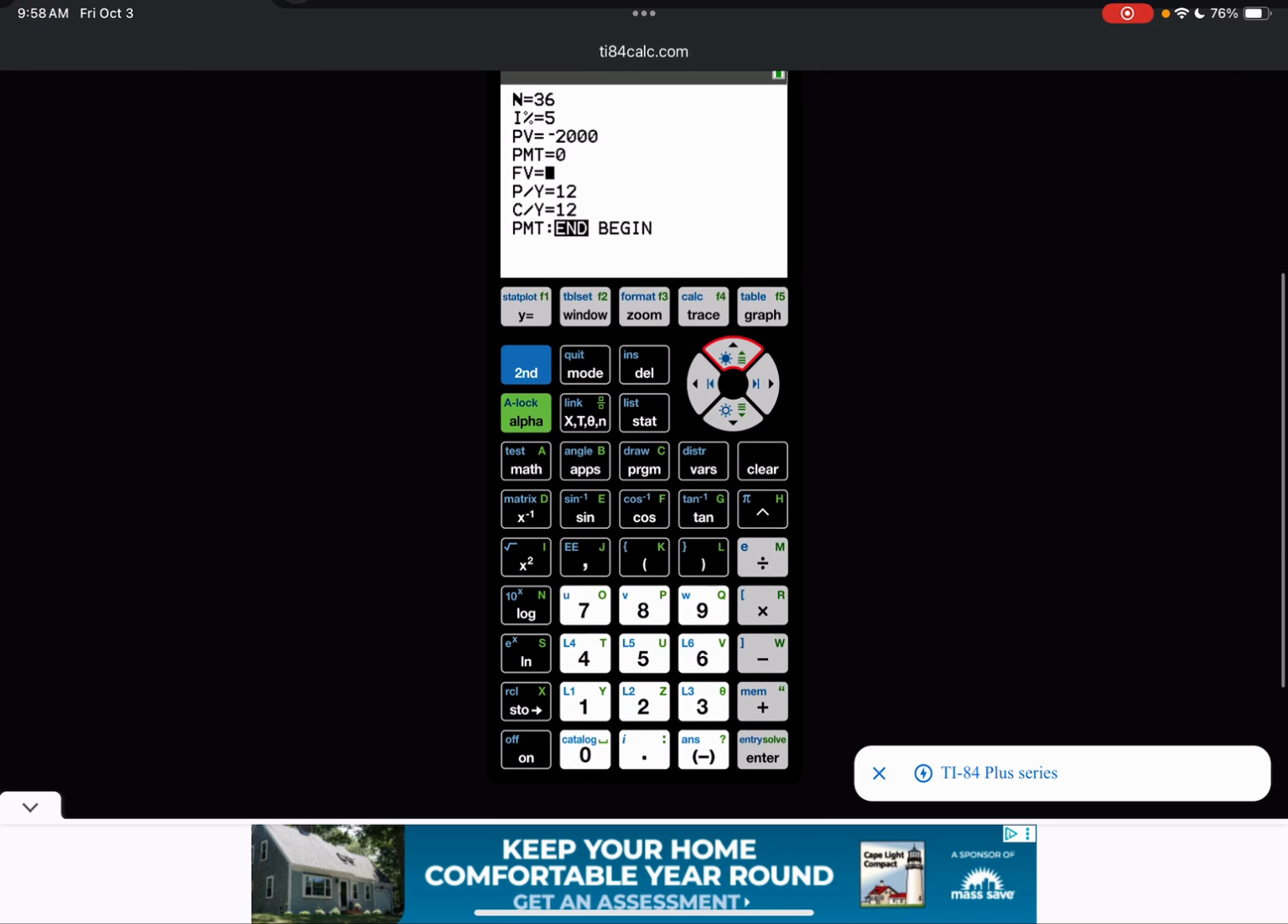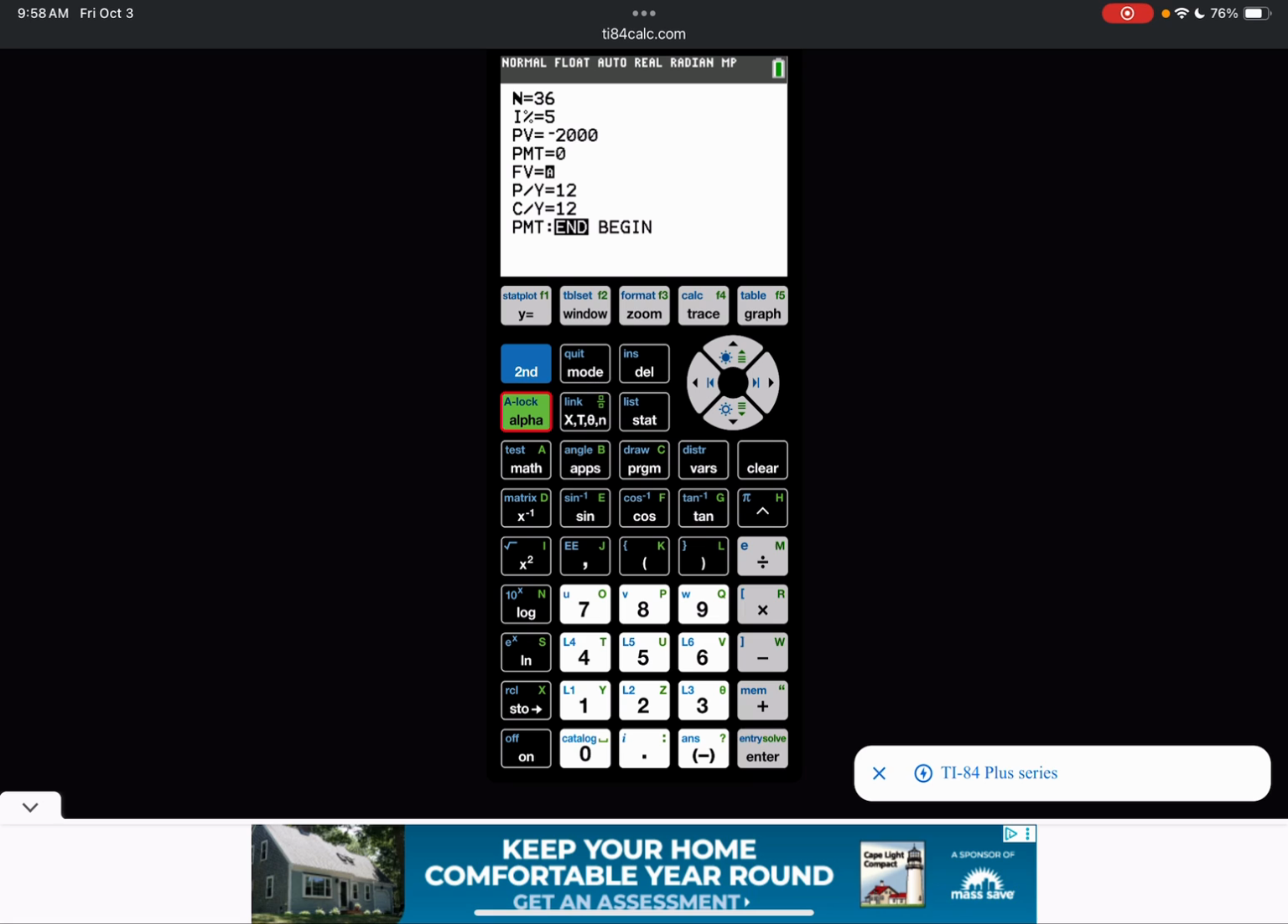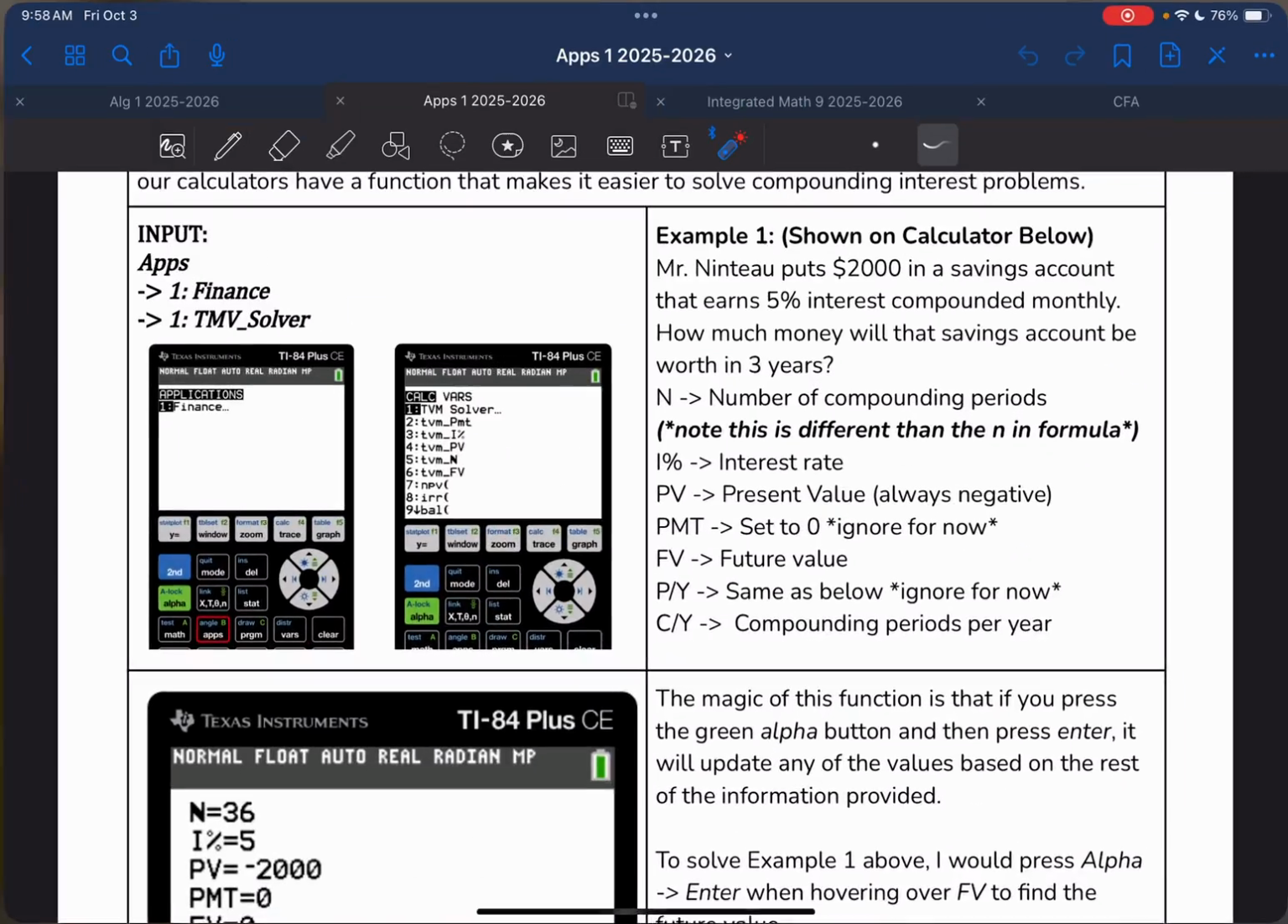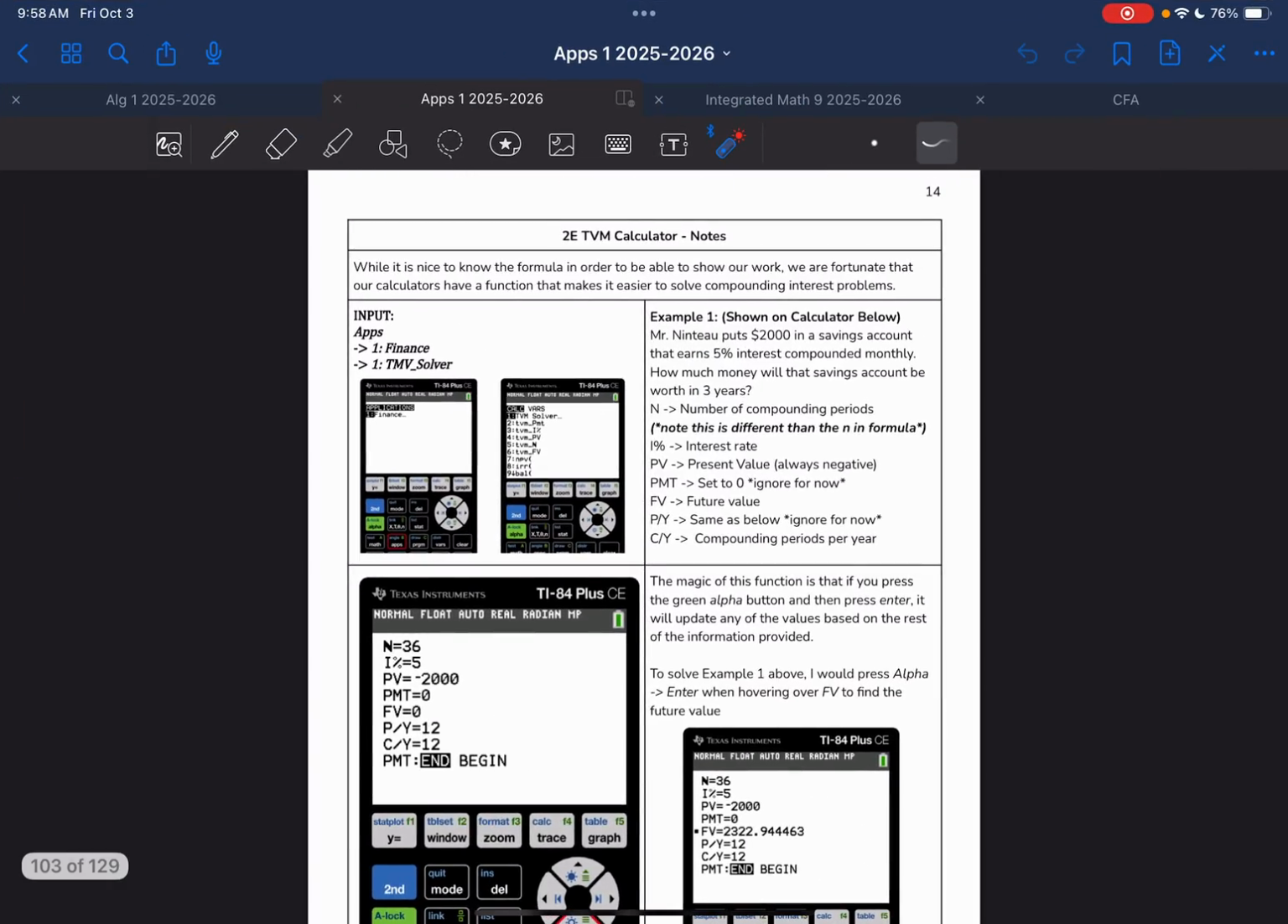And then we're trying to find future value. This is where the magic happens. We can hit alpha, enter. You can see that in 3 years, that account will be worth $2,322.94. All right, so that's kind of how this works.